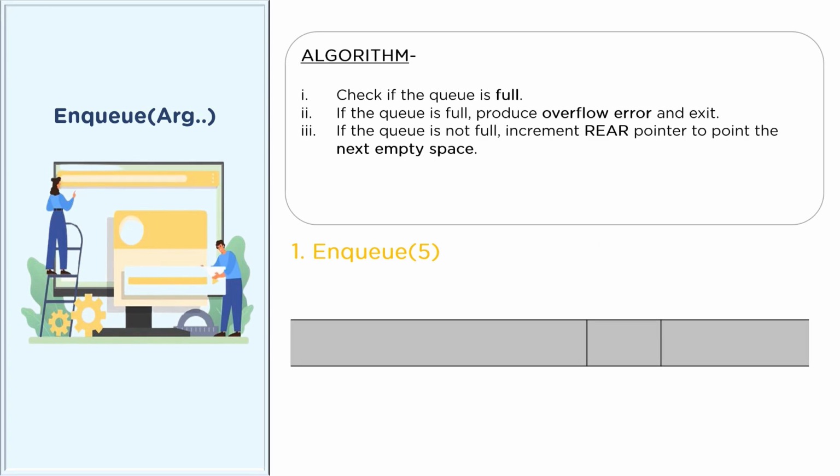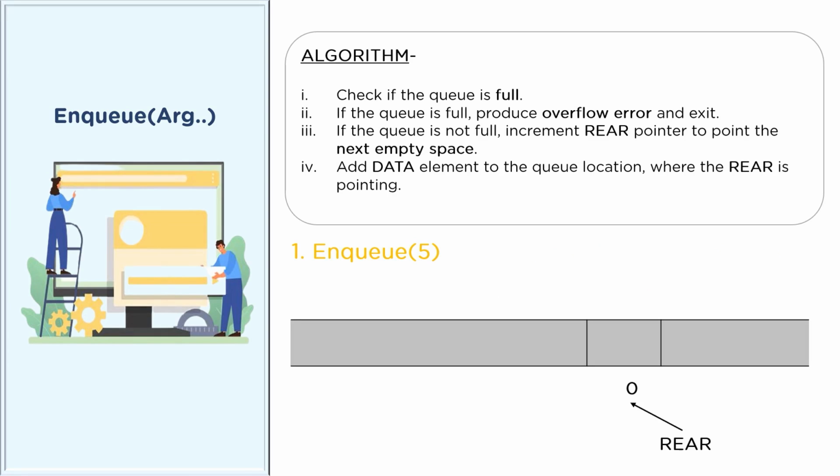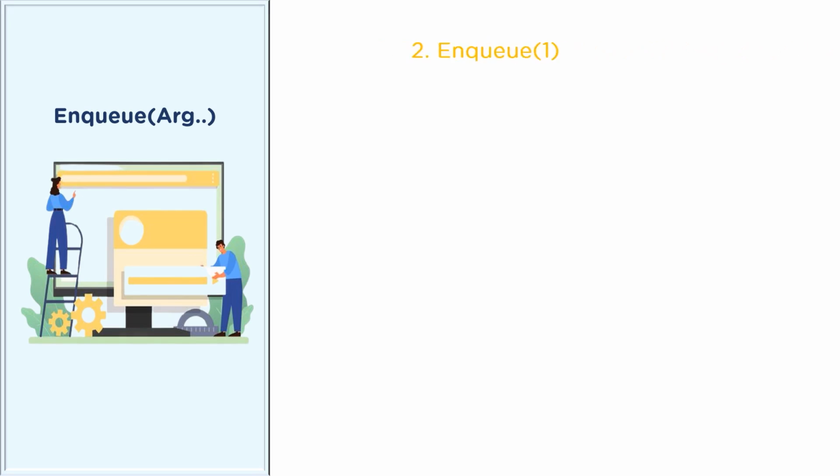For that, we have to increment the rear pointer to index 0 from index -1. And once we do that, the data element 5 will be added to the queue. Also, for front insertion, both front and rear will point to the same location as there is only one element present in this queue. Let's insert two more elements into this queue with the operations enqueue 1 and enqueue -2.